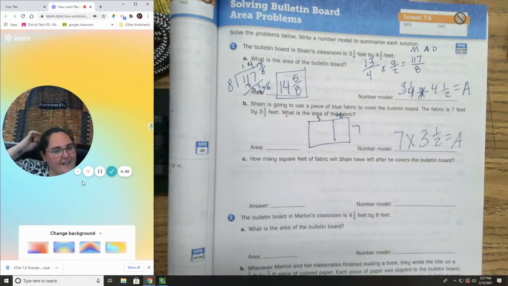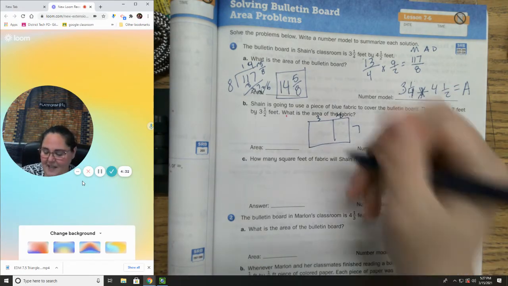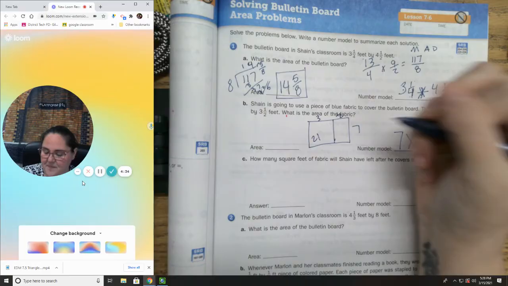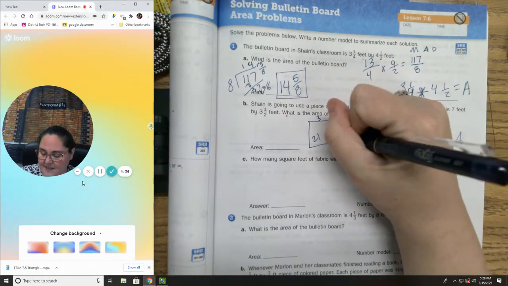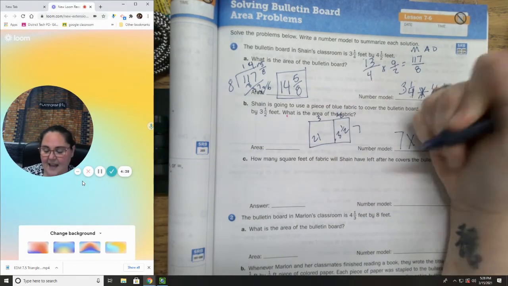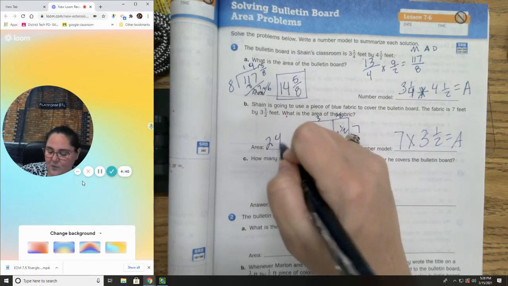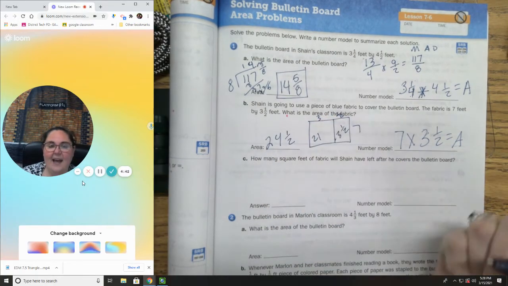I'm going to do this one the area model way. 3 times 7 is 21. 7 times 1/2 is 3 1/2. Add those together, and your answer should be 24 and 1/2.